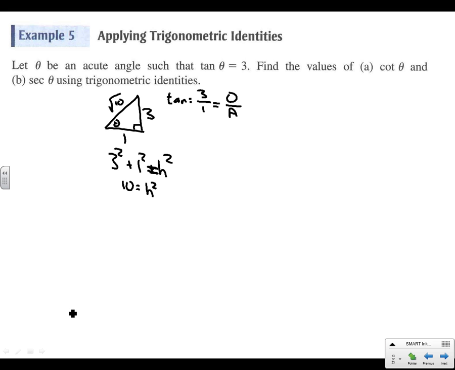Okay, so we can figure out the cotangent and the secant. Cotangent, didn't even need to draw the triangle actually because it's the flip of tangent. It's the flip of 3 over 1, so it becomes 1 over 3. But the secant, the triangle, is going to help us out here. Secant is the flip of cosine, so instead of adjacent over hypotenuse, it's hypotenuse over adjacent. The hypotenuse is root 10. The adjacent side is 1. So our secant is root 10.